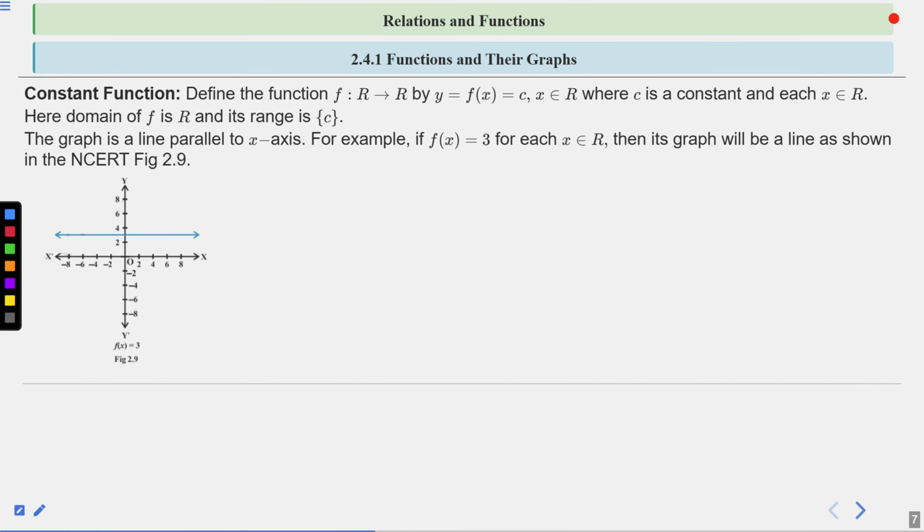So my graph for such type of functions, constant function, will look like any line which is parallel to x-axis. If you take C as 3, meaning f(x) is equal to 3, this is your constant function, then the graph will be parallel to x-axis. You can see. Okay, quite simple. So anybody having any doubt in this definition or in this graph?